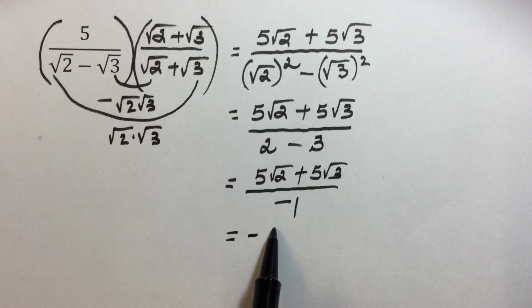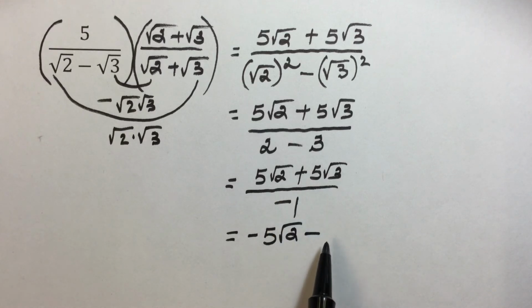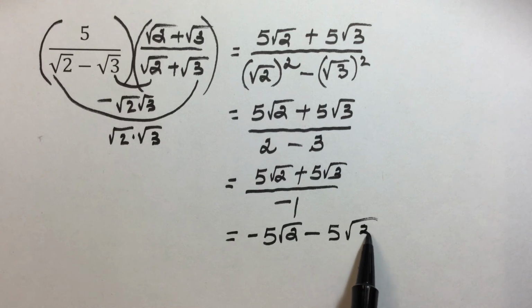So we end up with a -5 square root of 2, positive divided by a negative. We'll call that a -5 times the square root of 3 for our final answer. And mission accomplished. There are no irrational numbers in the denominator.